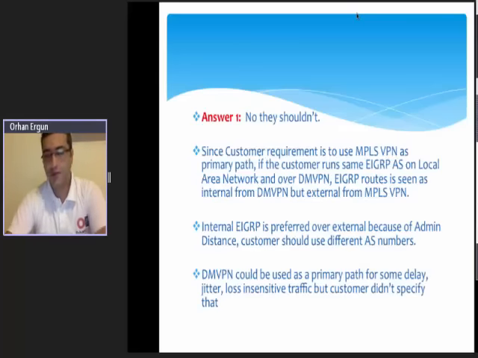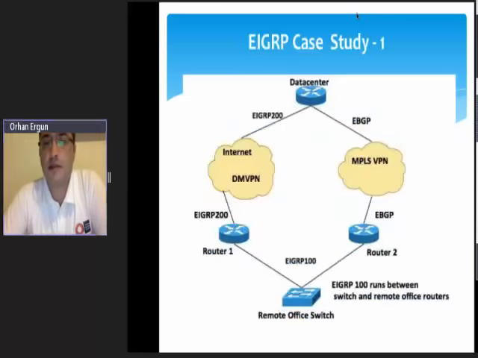The answer is no. The reason is, let me share the reason. Take the remote office location, for example. On router 1, the left router, you need to do the redistribution because of the two different AS numbers.